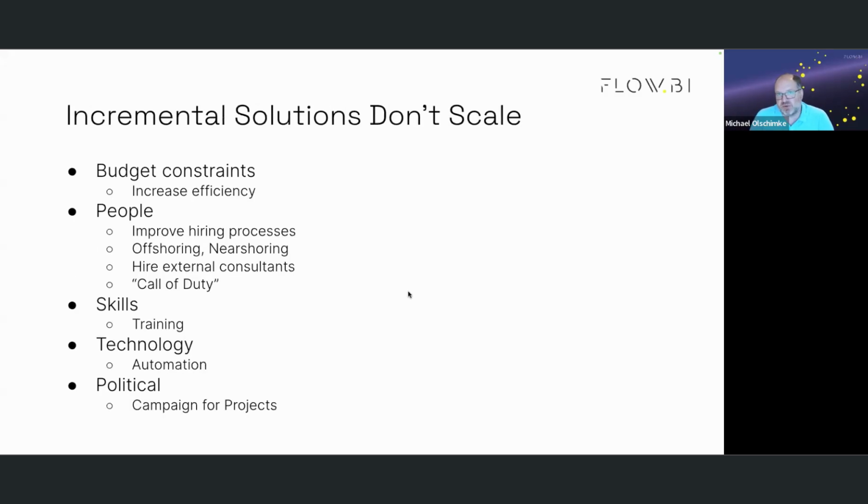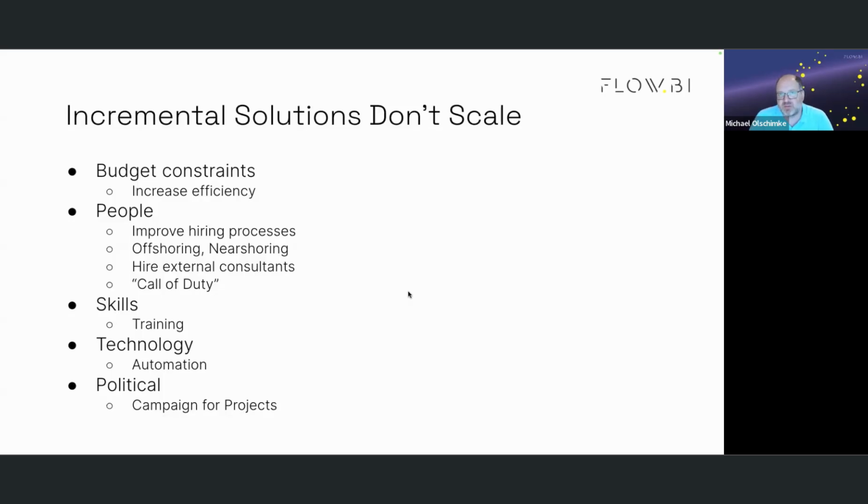Now, we have some solutions. The problem is these are incremental solutions, and these incremental solutions don't scale. Think about this. You could increase efficiency to some extent, right? So maybe increase it by some percentage, but what if the fundamental problem scales faster, right? You could improve your hiring processes to get better people, more people, the right people. You could do offshoring, nearshoring to some extent, but there's also a limit on how many people you have available. You could hire external consultants, but then again, the market for consultants is also limited, at least with the right skills. We had a Call of Duty in many projects where work that nobody wanted to do, we had to do, right? So we essentially moved people back and forth and guaranteed them that they can come back to the fun part of the project.